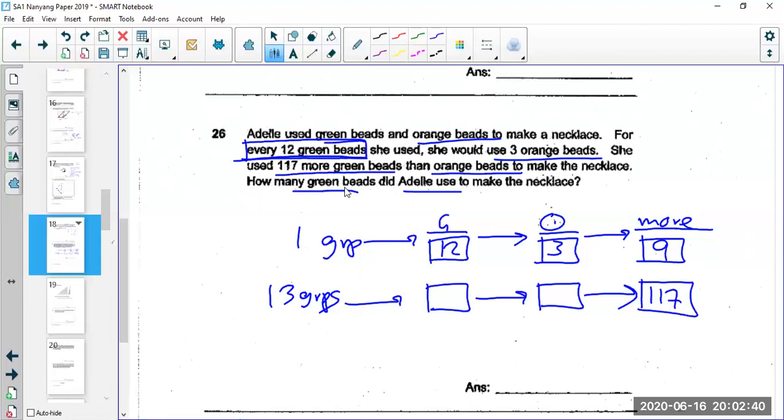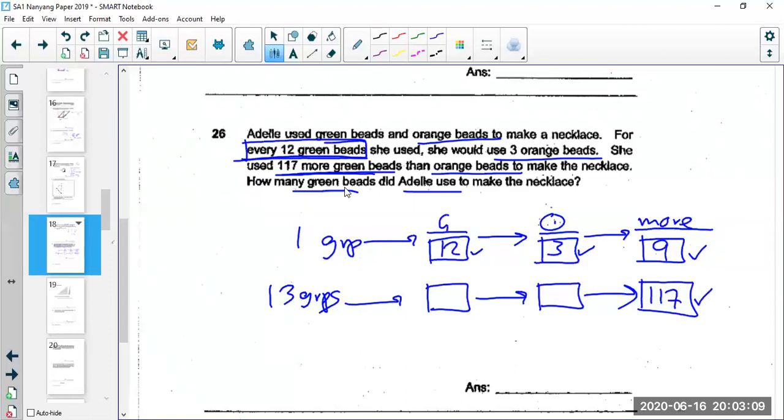Looks a bit weird. Let me just have a quick check. For every 12 green, she will use 3 orange, right? So there are 9 more green than orange. She used 117 more green. So how many groups? You take 117 divided by 9, which is 13. Okay, nothing wrong. So how many green beads are there? You take 13 times 12.